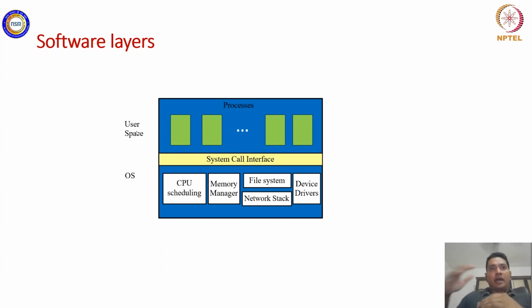So you have your user space where all these processes will be running. So processes means the user applications. Then you have the OS, which has the scheduling, memory management, file system, network stack, device drivers, and so on. Now in between, all these processes will talk to the OS through this system call interface. So these interfaces are very much necessary to understand where they are placed to get a very comprehensive idea about the virtualization that we are going to talk about next.